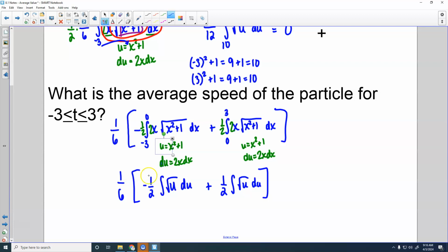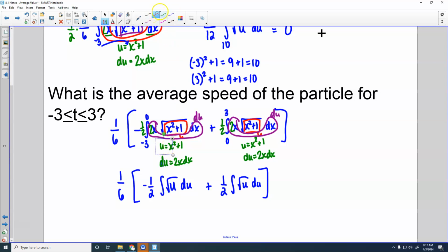Let me see where you're at so far, if you're okay. Questions on this? This part right here is our u, also u over here, and then this part right there is our du. We're okay so far? Alright, I'm going to switch my limits.